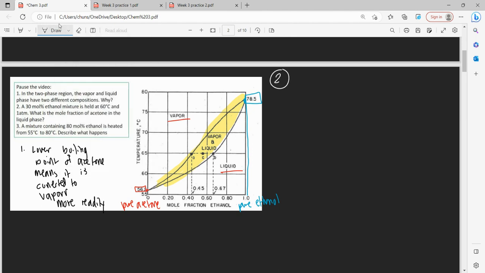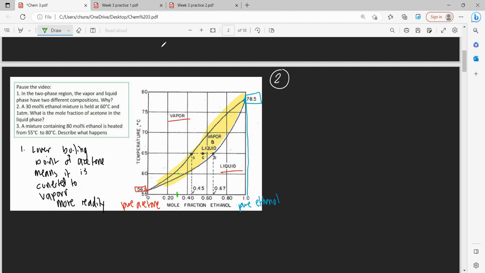So let's take a look at our second question. At a 30% ethanol mixture, so if we find 0.3 on our x-axis, that is roughly there. And we hold it at 60 degrees Celsius. So let's follow our point up to our 60 degrees Celsius. What is the mole fraction?